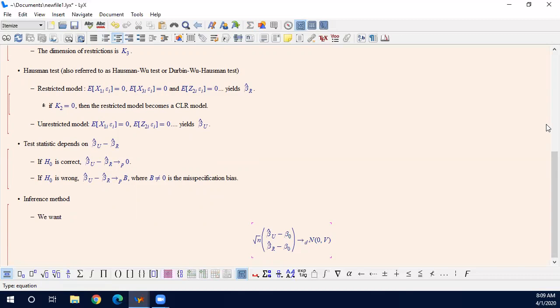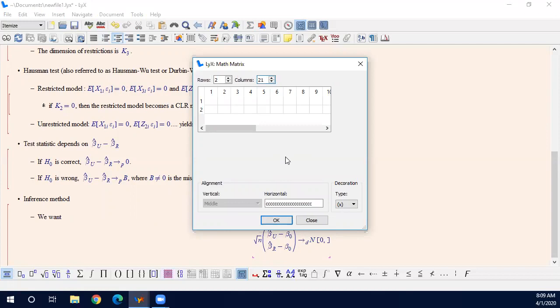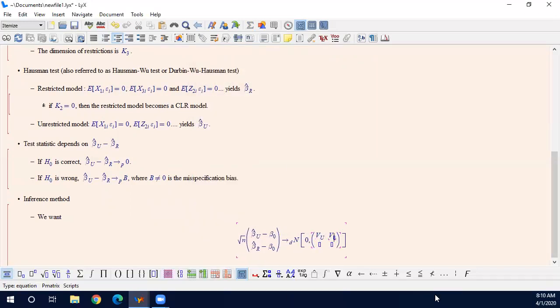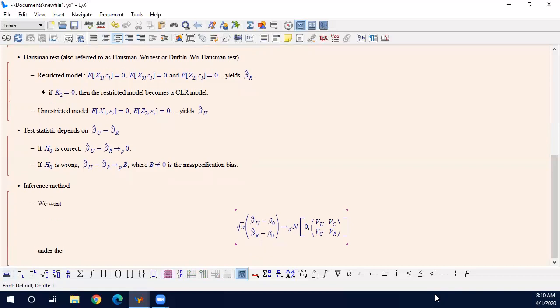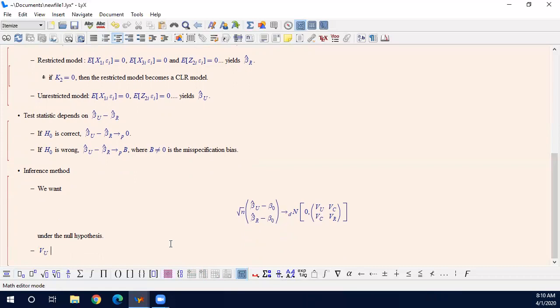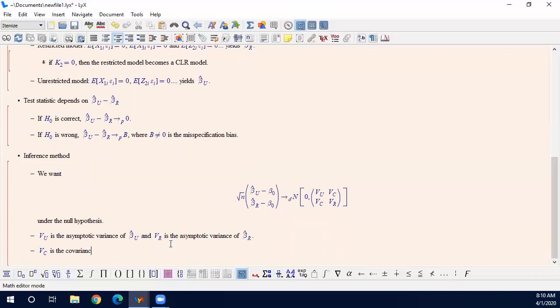We would like to have this kind of distribution where V is, we may use a bigger V, zero, comma, VU and VC covariance and VR. So we will think about this distribution under the null hypothesis. If the null hypothesis is correct, then we want to have this kind of asymptotic distribution where VU is the asymptotic variance of beta hat U, and VR is the asymptotic variance of the restricted estimator. And VC is the covariance between them.